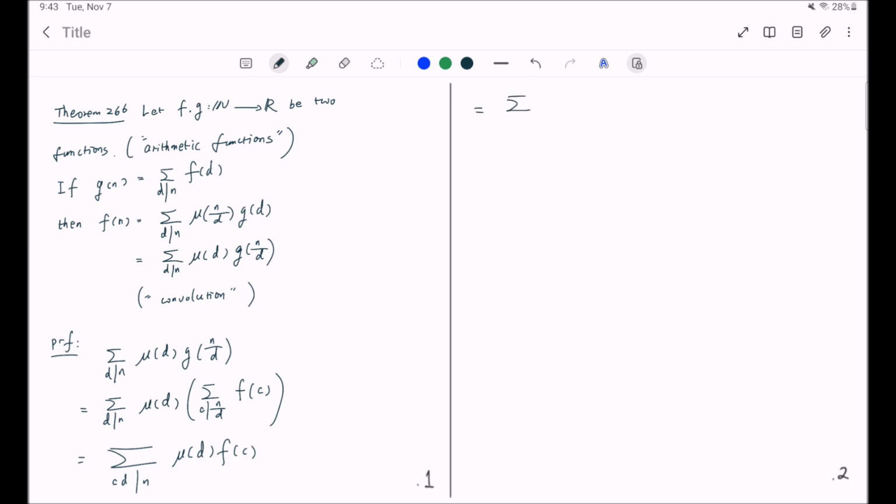Let us first, for each c that divides n, sum up all mu of d with d divides n over c. And then we sum up all of f of c times that sum, where c divides n. You can think of this process as the finite Fubini theorem.